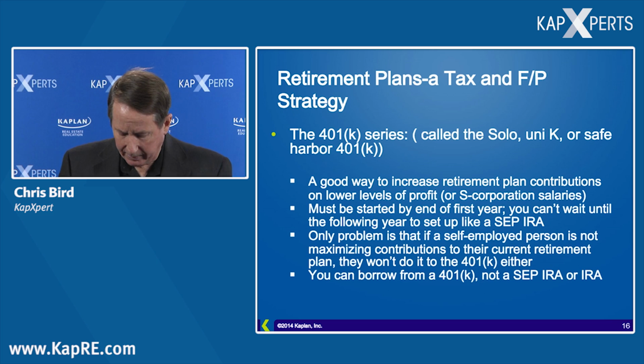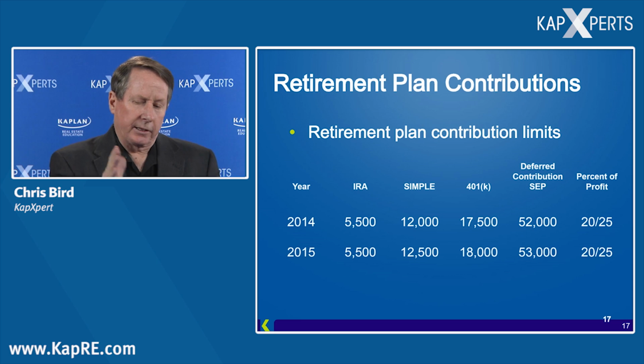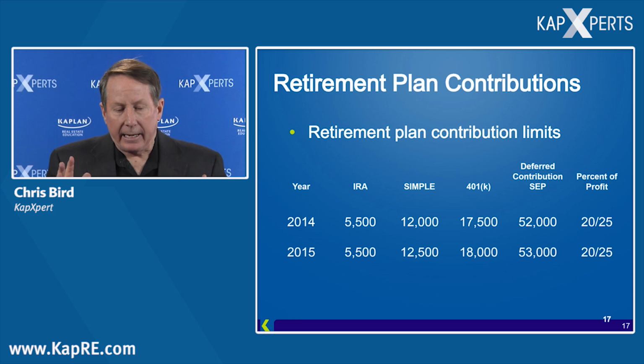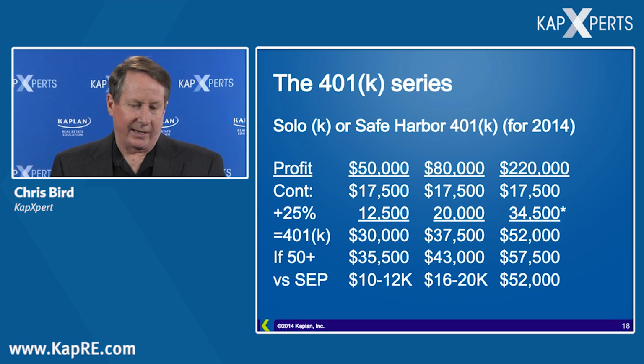So the slide talks about the 401k, all right? But take a look at the slide I have up now, which references the 2014 and the 2015 year. And look at the 401k column, if you would. In 14, you can put in $17,500. In 15, you can put away $18,000. And with a SEP IRA, it's $52,000 and $53,000 respectively. So food for thought.